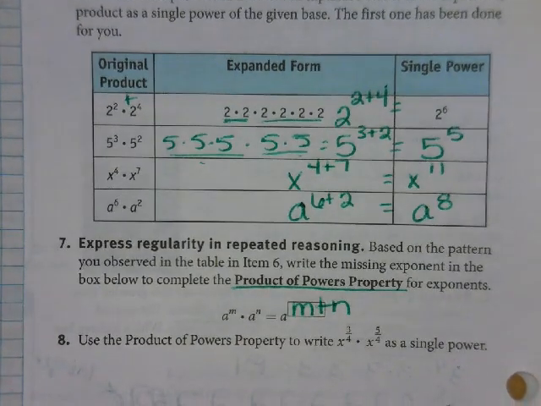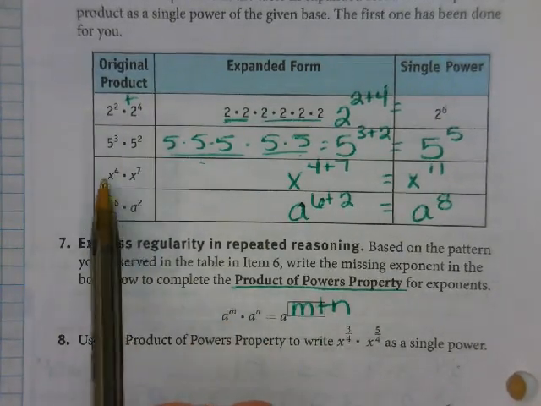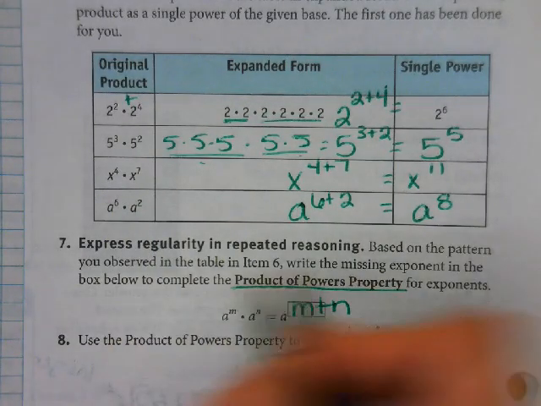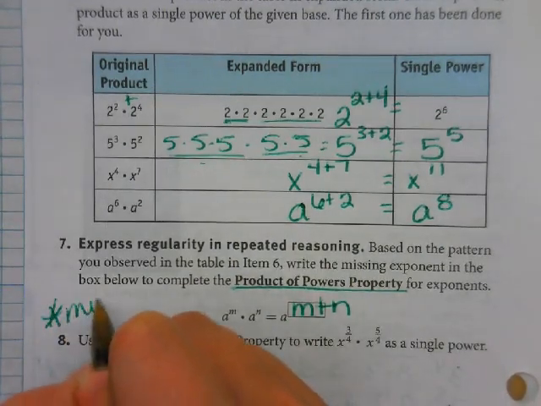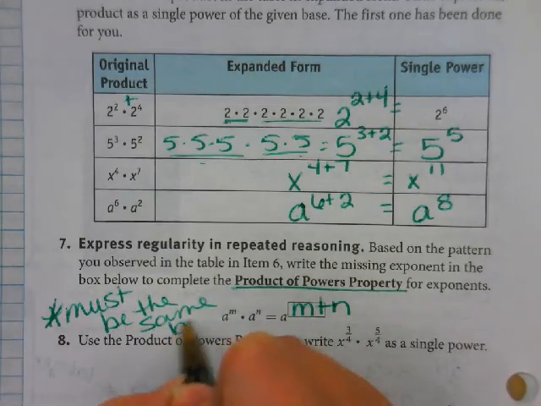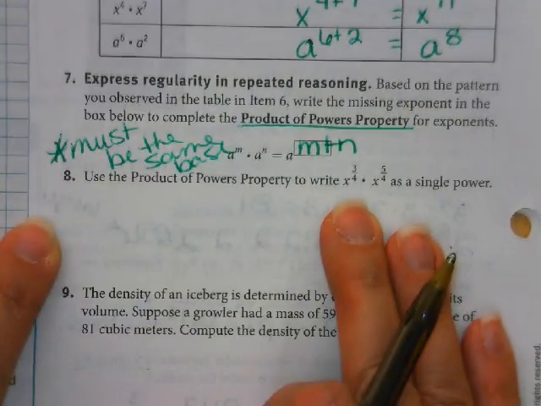Meaning, as long as you have the same base, the key here is that you have to have the same big number or letter. You have to have the same base in order for this to work. We can make a little note of that. We can apply this even with fractions.